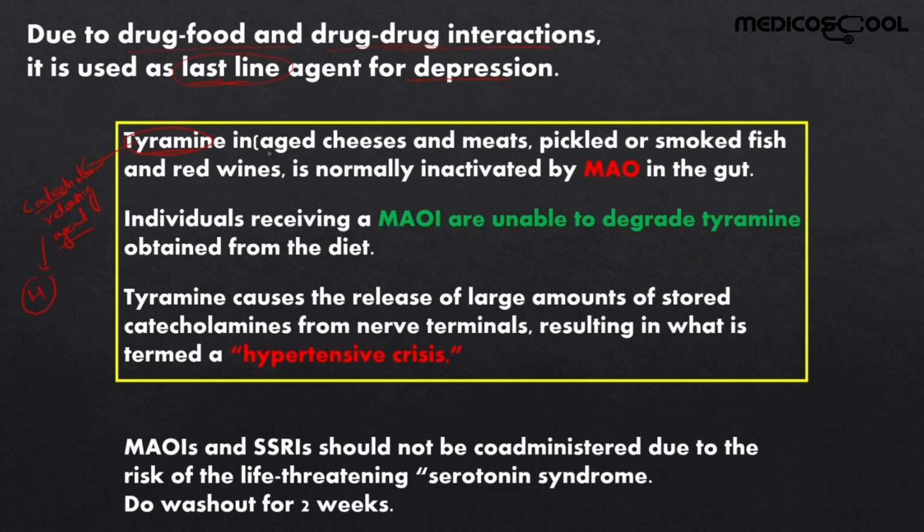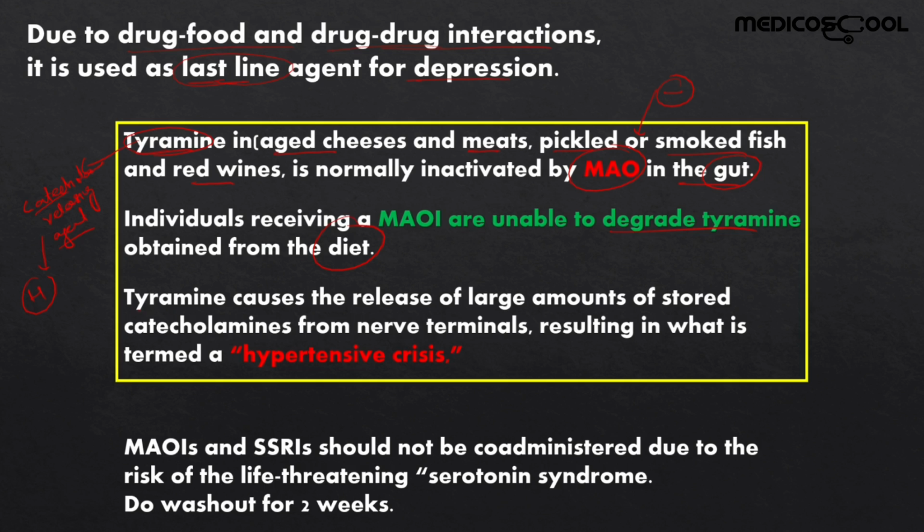Tyramine is present in aged cheese, meats, pickled and smoked fishes, and red wines, and this tyramine is normally inactivated by the monoamine oxidase present in the gut. But when we inhibit this monoamine oxidase by giving a monoamine oxidase inhibitor, it is unable to degrade the tyramine obtained from these kinds of diets.